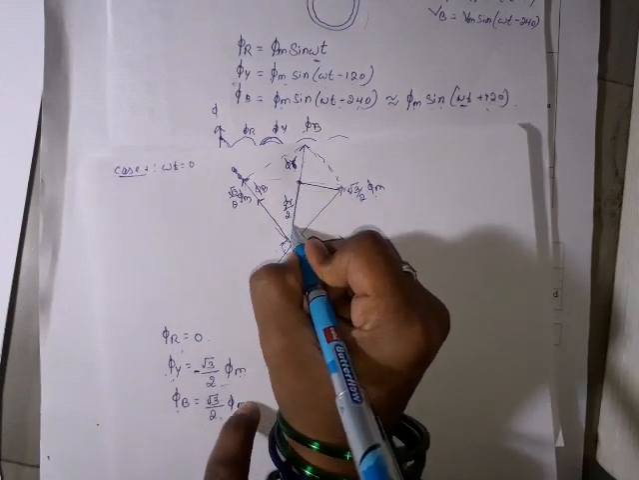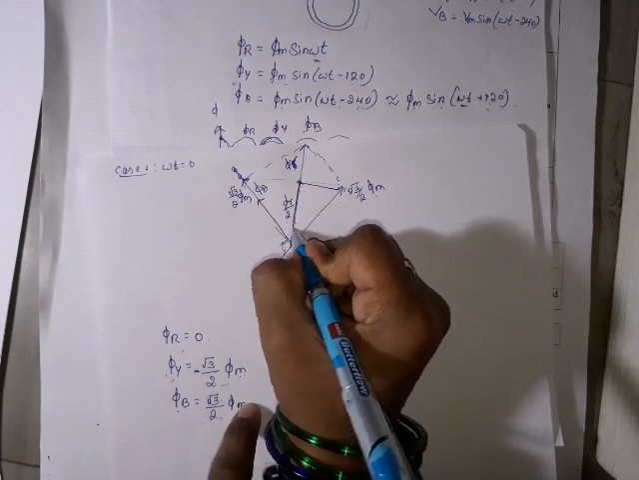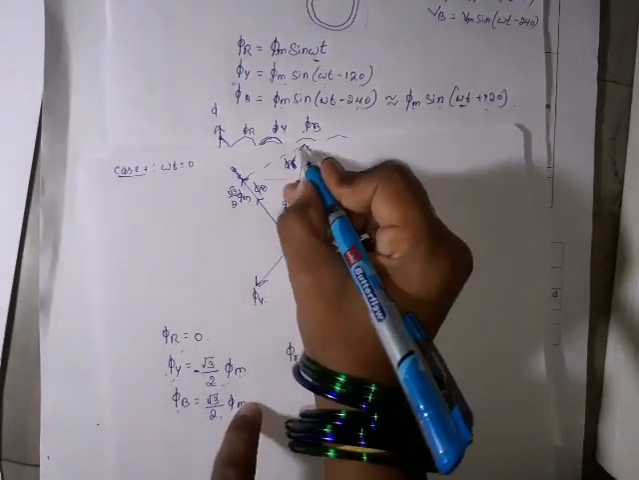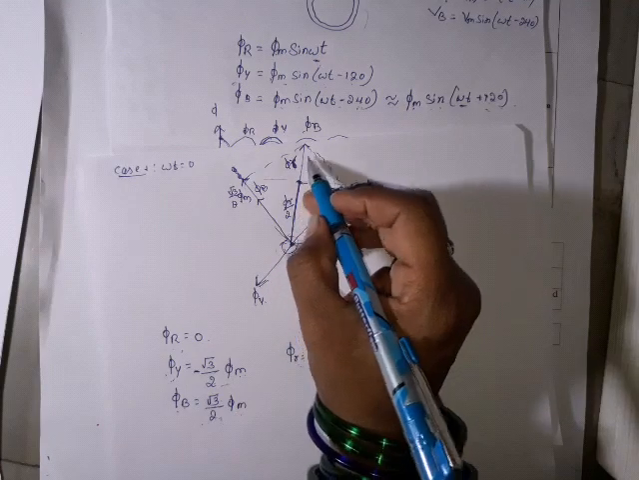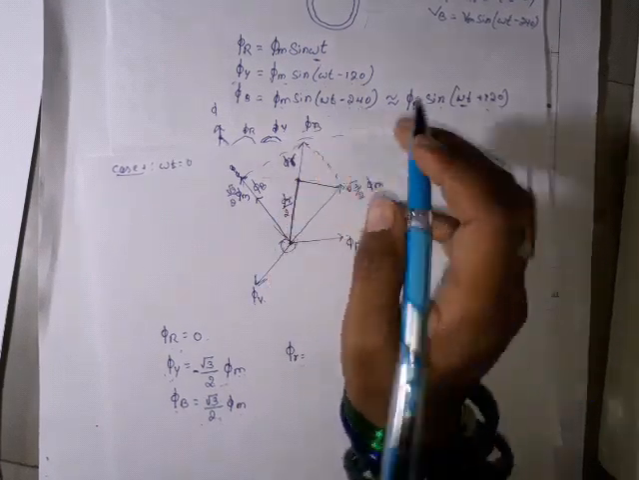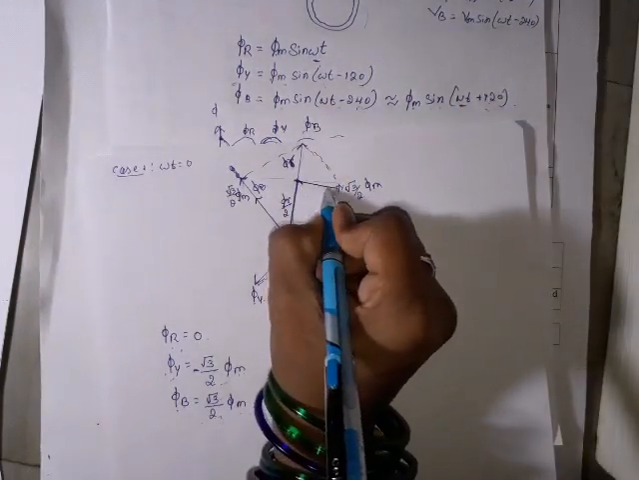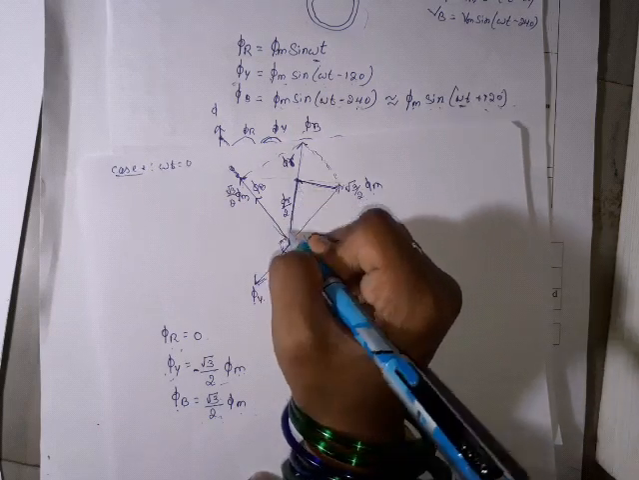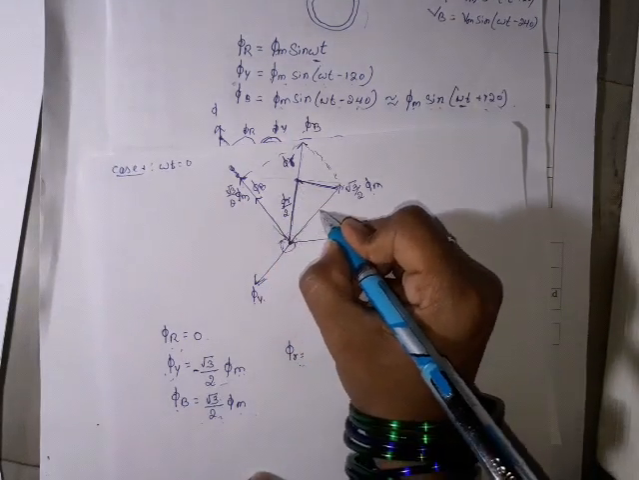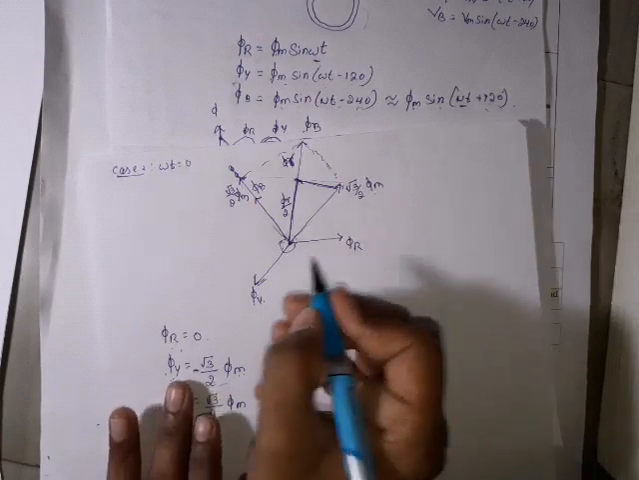Exactly half. I am talking only about this length. I don't have space here, so I have ended this here, otherwise it will be extended. So this is the opposite, this is the adjacent, and this is the hypotenuse. This is a right angle triangle.